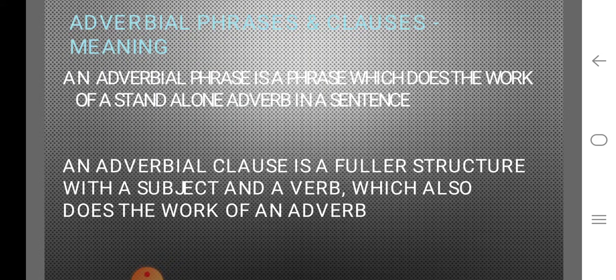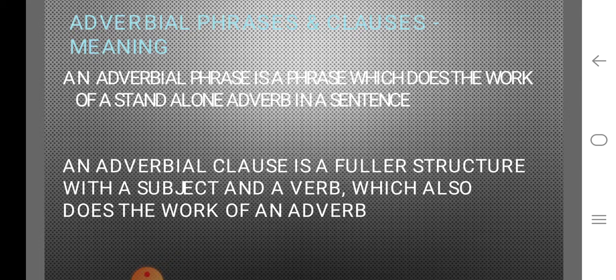What do you mean by an adverbial phrase? An adverbial phrase is a phrase which does the work of a standalone adverb in the sentence. So you can easily read the sentence and find out the standalone, that is the independent adverb in the sentence. So that's called the adverbial phrase.